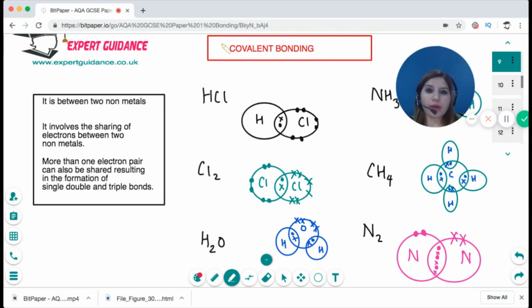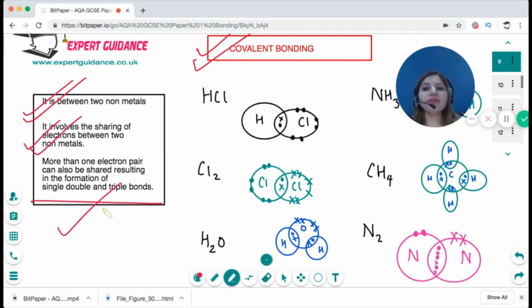And ionic bonding. Now let's move on to covalent bonding. It is between two nonmetals. It shows the sharing of electrons. If more than one electron pair gets shared, it will become a double or a triple bond.